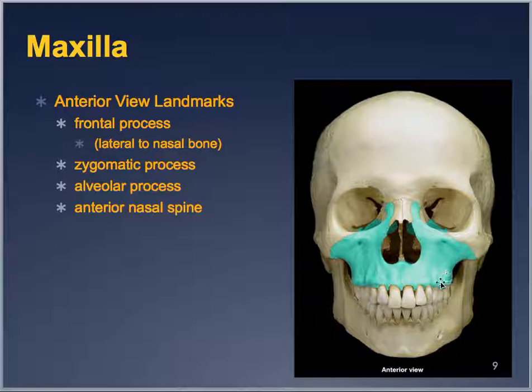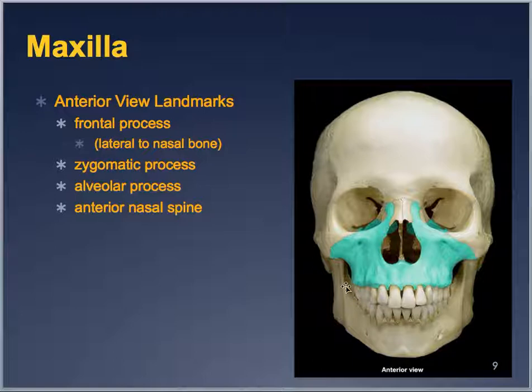The third process to notice on our anterior view is the alveolar process. The alveolar process is where the teeth will insert into the upper jaw or the maxilla. So recall that there was both an alveolar arch of the mandible and now an alveolar process of the maxilla.